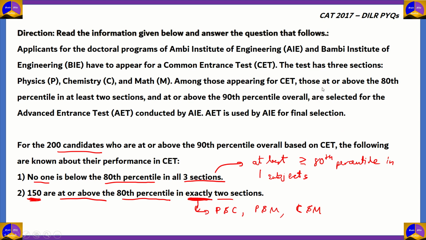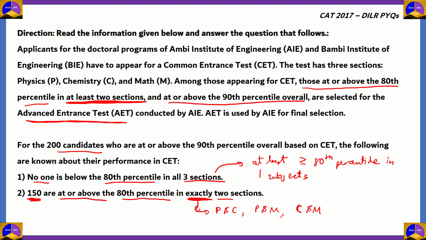So at the end of the first paragraph, let's read the first paragraph from scratch. Applicants for the doctoral programs of AIE and BIE have to appear for a common entrance test. It has 3 sections, physics, chemistry, and math. Among those appearing for CET, those at or above the 80th percentile in at least 2 sections and at or above the 90th percentile overall are selected for the Advanced Entrance Test or AET.